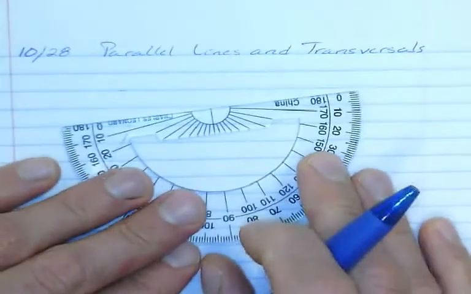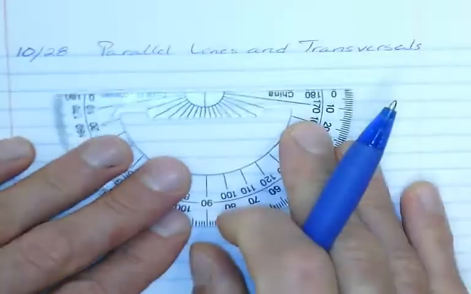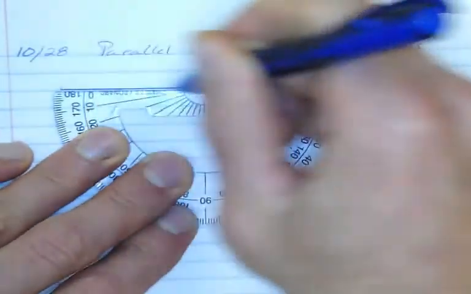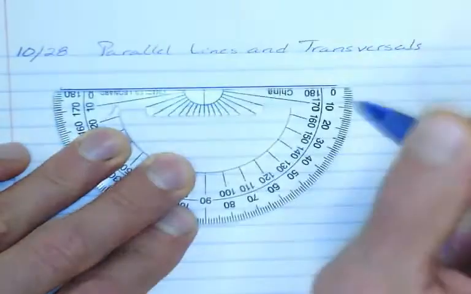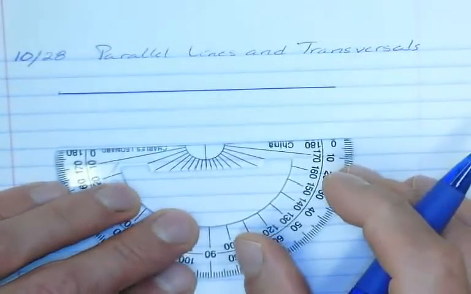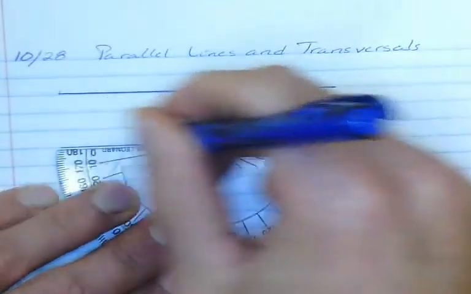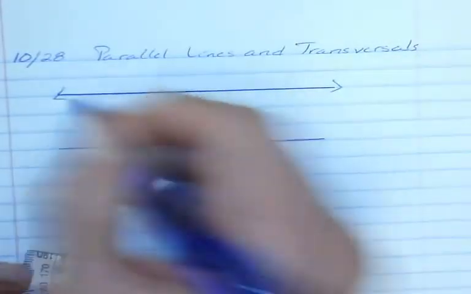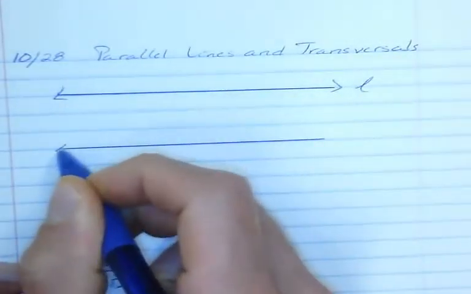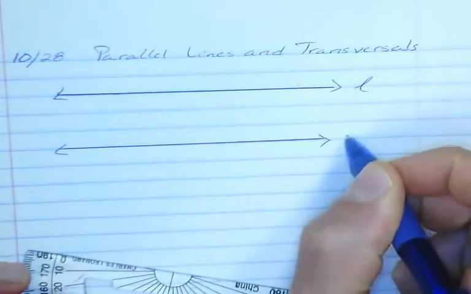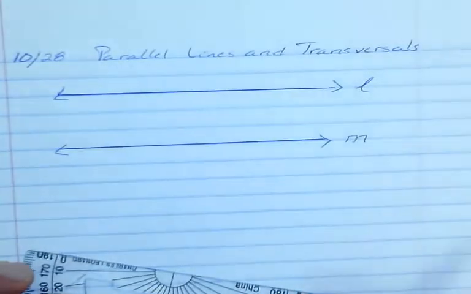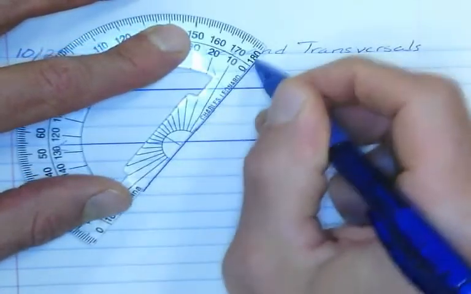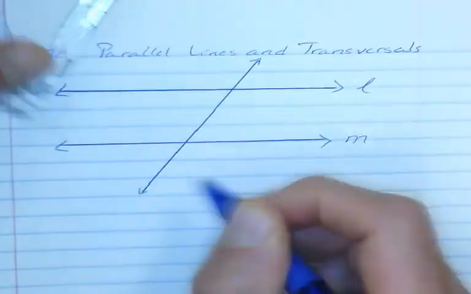I'm going to take a straight edge, and I'm going to create two parallel lines. We'll have line L and line M. We'll call the top line L, the bottom line M, and they are parallel. Now let's have a transversal cut across those two, and we'll call that transversal line T.